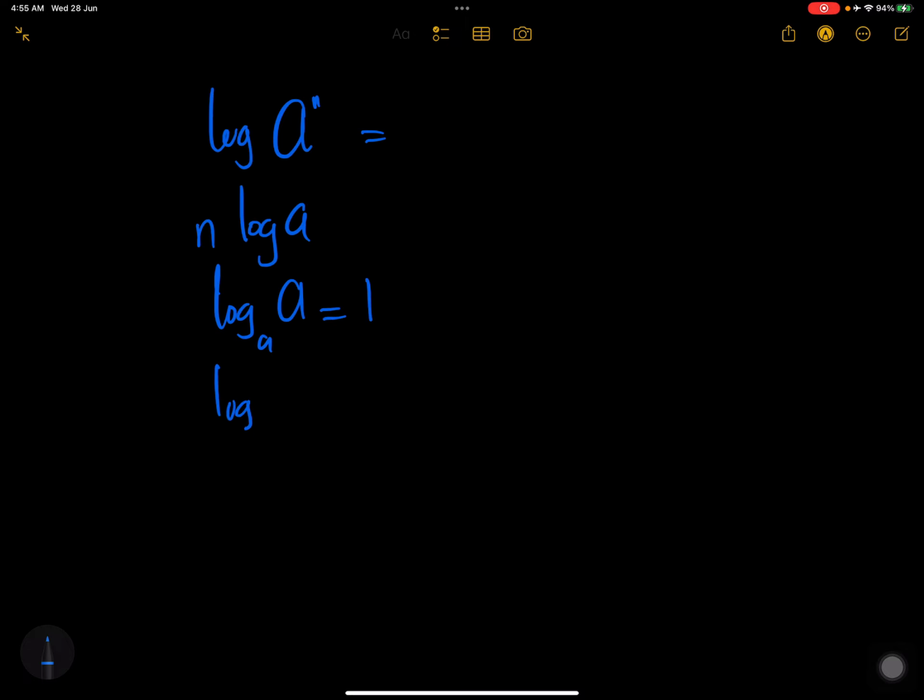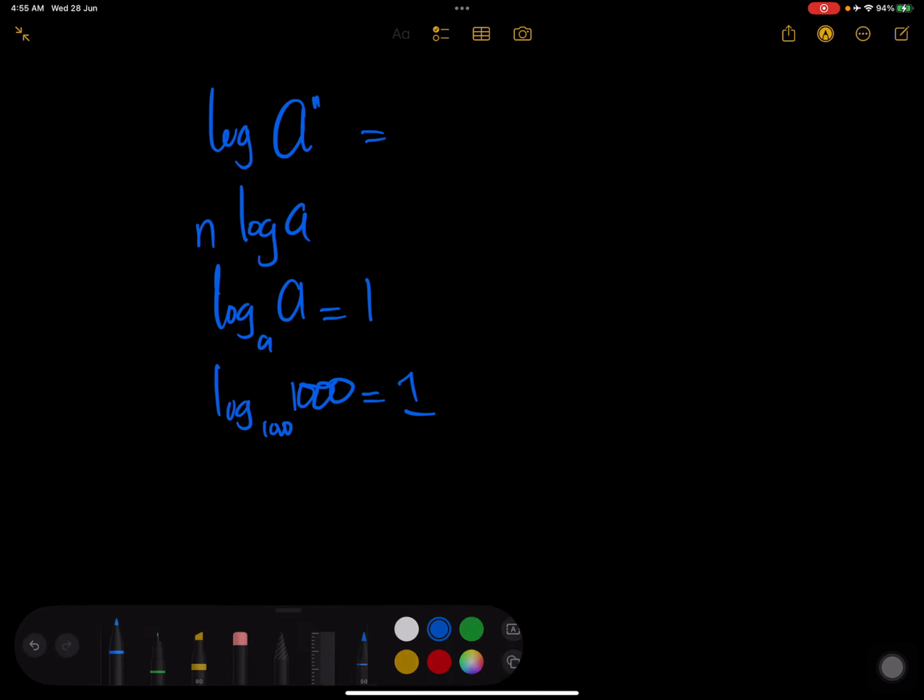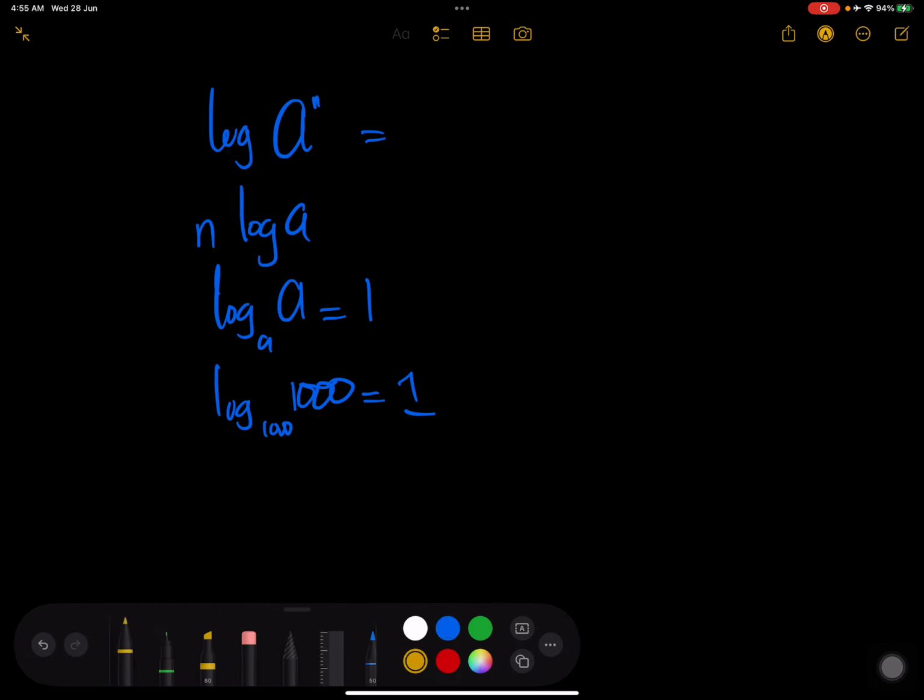Now another property says that if you have log A to the power n, we drop the n. The n comes down, and we get n log A. We also said that if you have log A to the base A, it's equal to 1. So if you have log of 1,000 and the base is also 1,000, it's going to be 1 because the bases are the same.